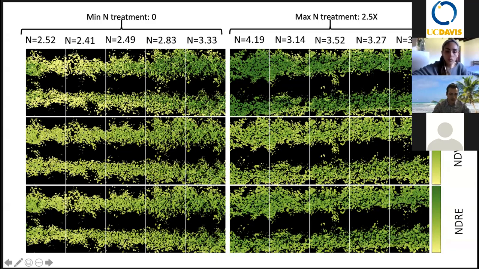NDRE is also another index that is mostly used for nitrogen. So NDRE and NDVI, these are the conventional remote sensing methods. And we realize that it's not very helpful. We can use an AI model, artificial intelligence model, and get much more accurate models.